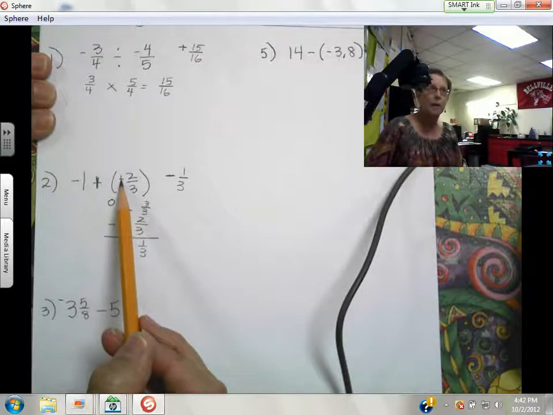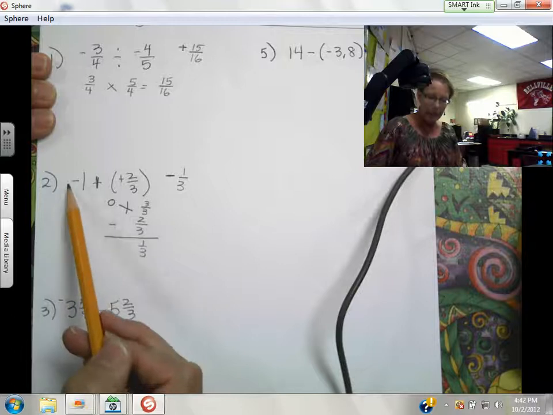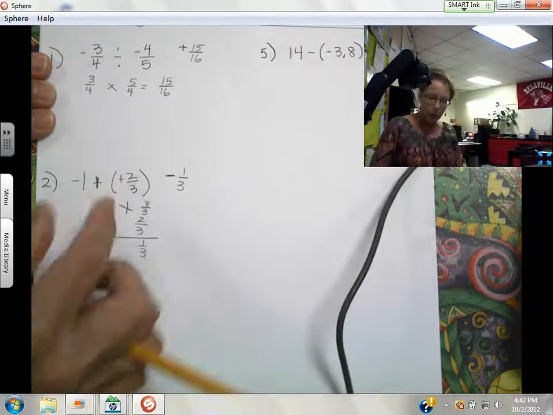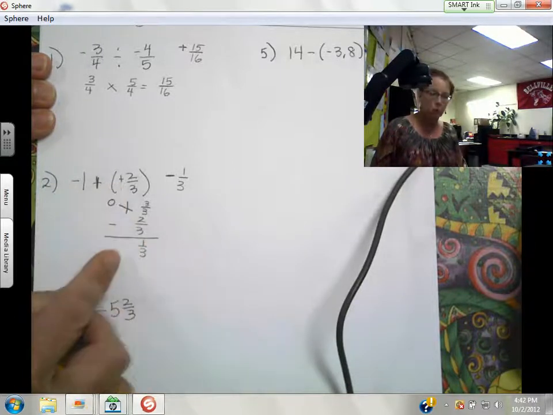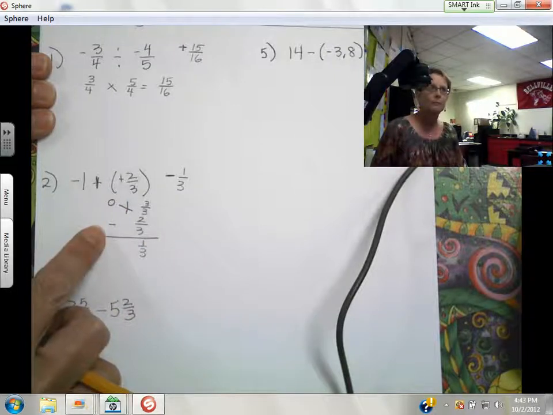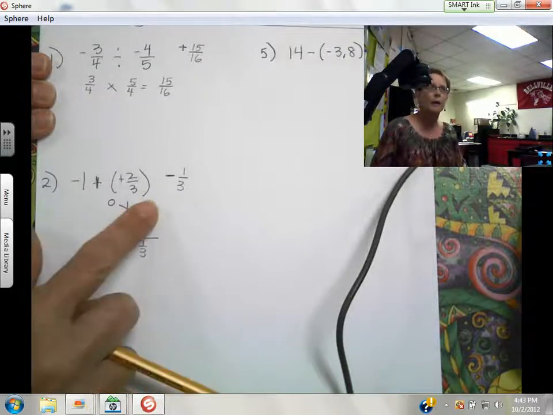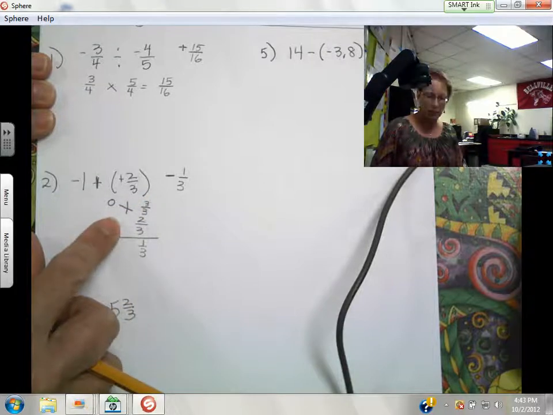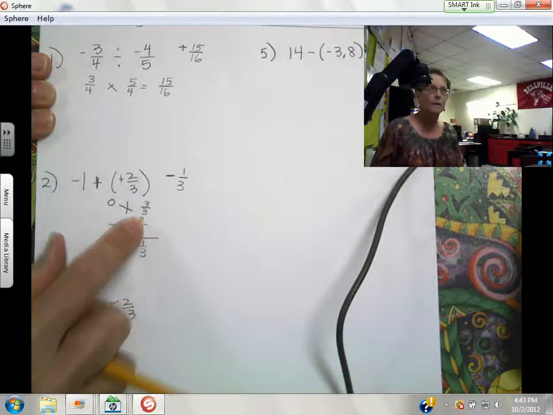So what I did was I changed the subtraction sign to addition. I took the opposite sign of the number that followed, and then I realized that my signs were different, so I was going to have to do a subtraction problem. So I had to borrow from my 1 and make it 3/3 and then subtract.